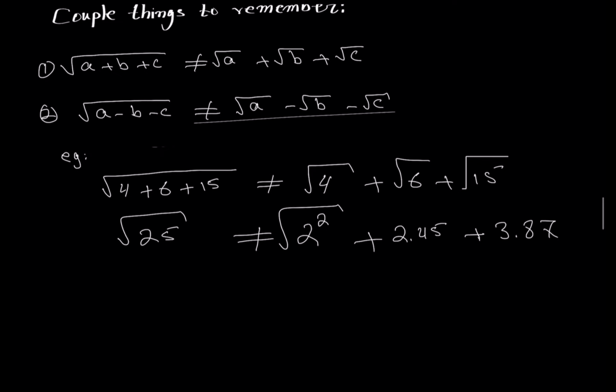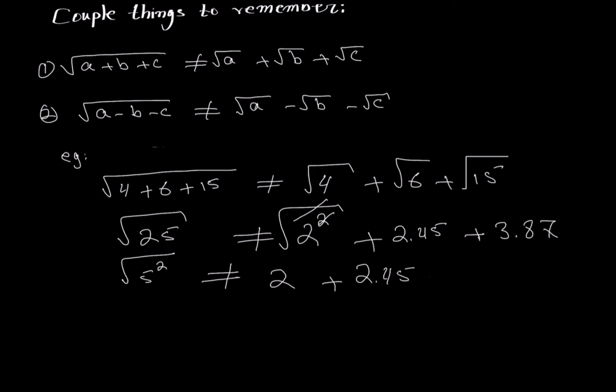Now let's simplify this one. The square root of 25 is 5 to the power 2, and this will cancel out here. So step 2, we have 2.45 and 3.87. Now let's simplify this also. So 5, because the square root of 25 is 5, is not equal to 2, let's add them: 2 plus 2.45 plus 3.87.